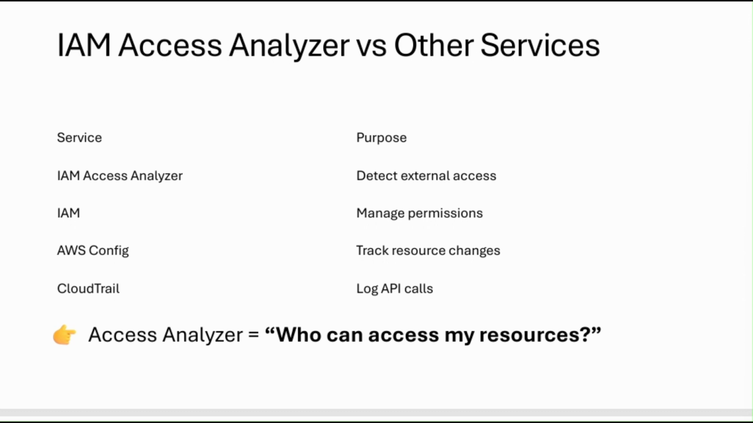So remember this. IAM is equal to manage permissions, Access Analyzer, analyze if permissions are safe, AWS Config, track resource changes, CloudTrail, log all actions. A simple way to remember, Access Analyzer is like a security guard who answers the question, who can access my resources and are my permissions safe? This is the unique job of Access Analyzer.